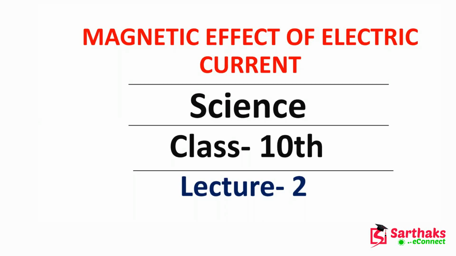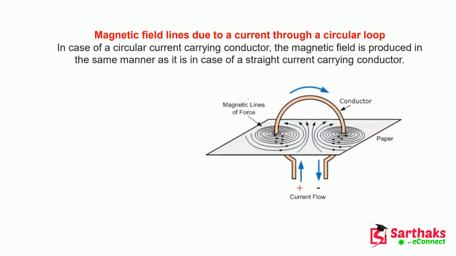So today we will discuss the second lecture of this amazing chapter, magnetic effect of electric current. So let's start this class without any delay. So let's move on to the next slide. Here we are. So in this slide, we will study about the magnetic field lines due to a current through a circular loop.